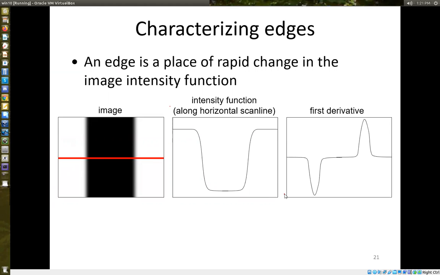So one way to do the edge detection would be to simply do a derivative. Because we are considering images, we'll do a gradient of that image and then look for the gradients that have large magnitude.